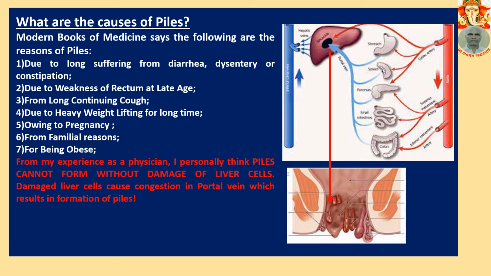What are the causes of piles? Modern books of medicine say that the following are the reasons of piles. Number 1, due to long suffering of diarrhea, dysentery or constipation. Number 2, due to weakness of rectum at late age. Number 3, from long continuing cough. Number 4, due to heavy weightlifting for a long time. Number 5, owing to pregnancy. Number 6, from familial reasons. Number 7, for being obese.